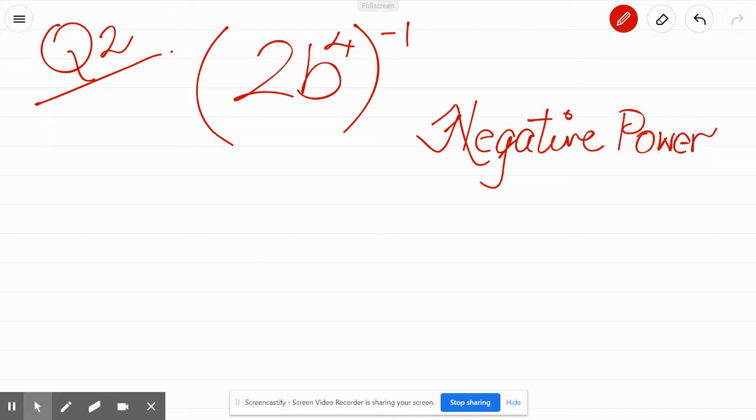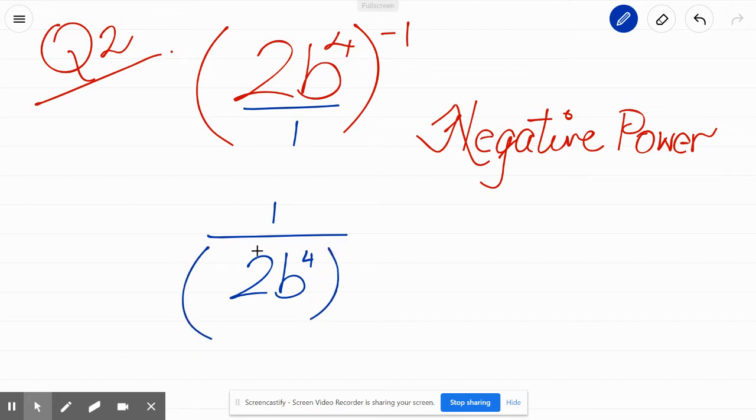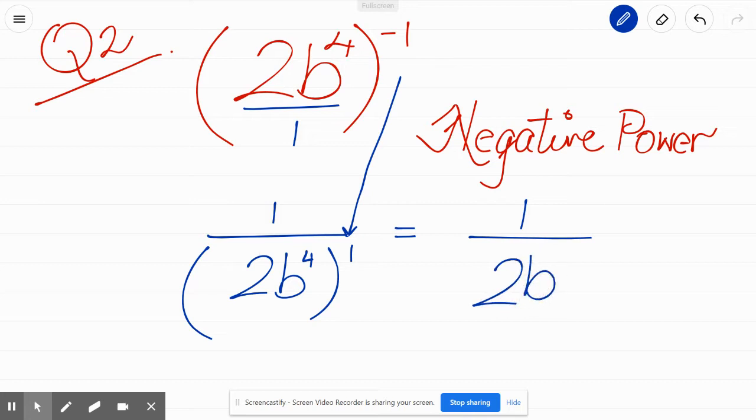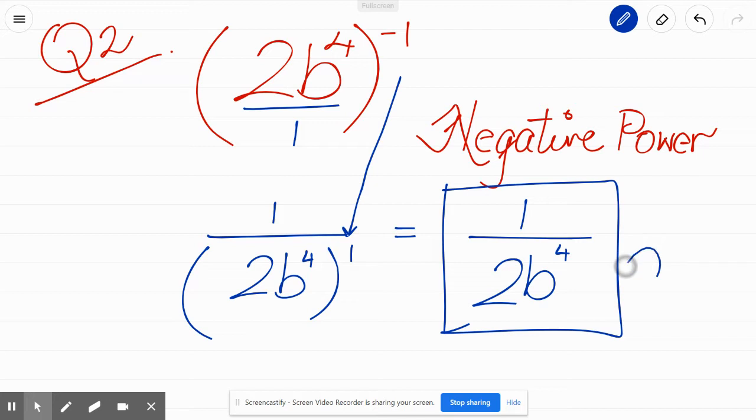So remember, in the negative power rule, basically you have to change it to its reciprocal in order to make it positive. So instead of 2b to the power of 4 over 1, we change it to 1 over 2b to the power of 4, which changes to a positive power 1. So instead of a negative power, now the power has changed to 1. Any number to the power of 1 is the same number. Hence your answer is 2b to the power of 4. And that's our final answer.